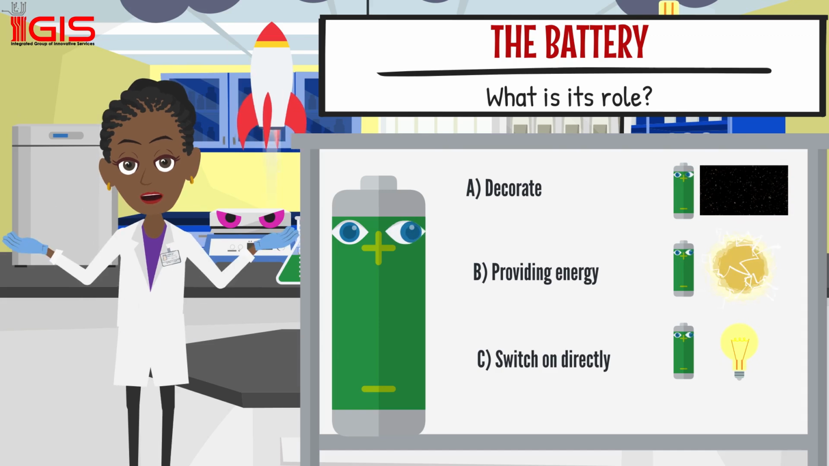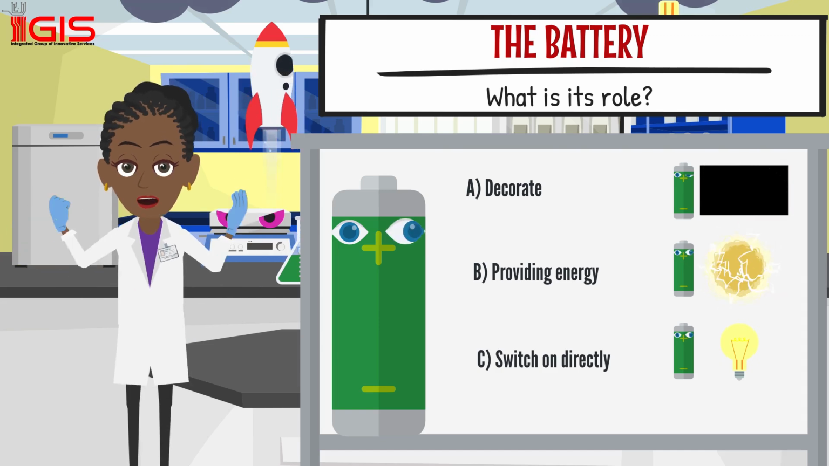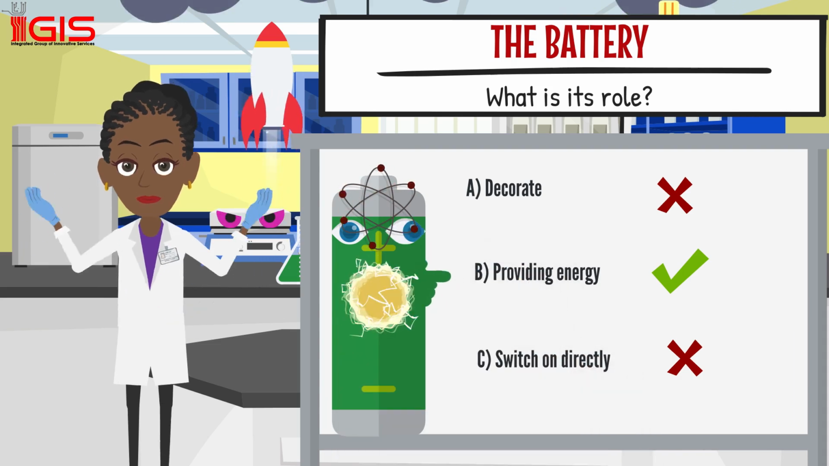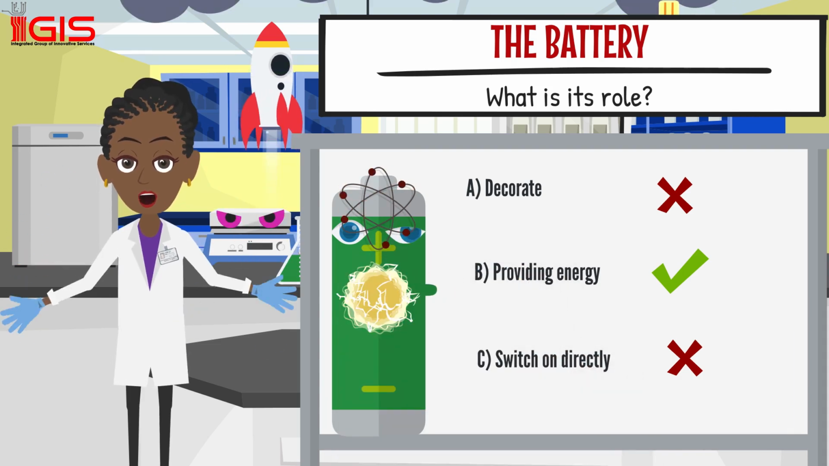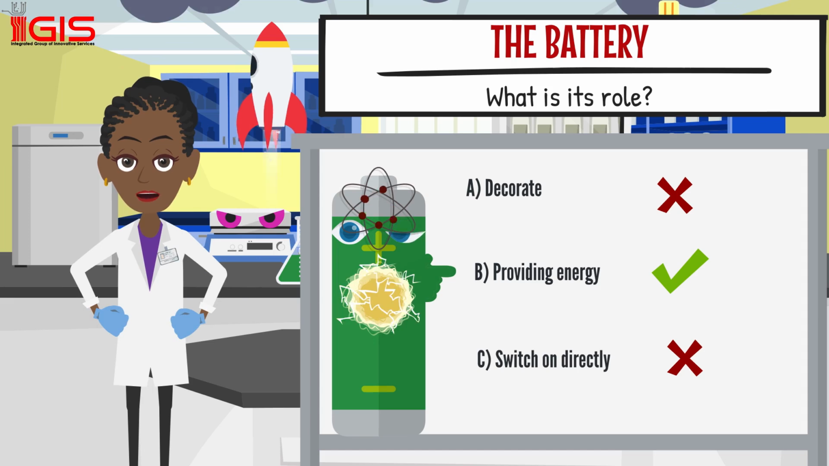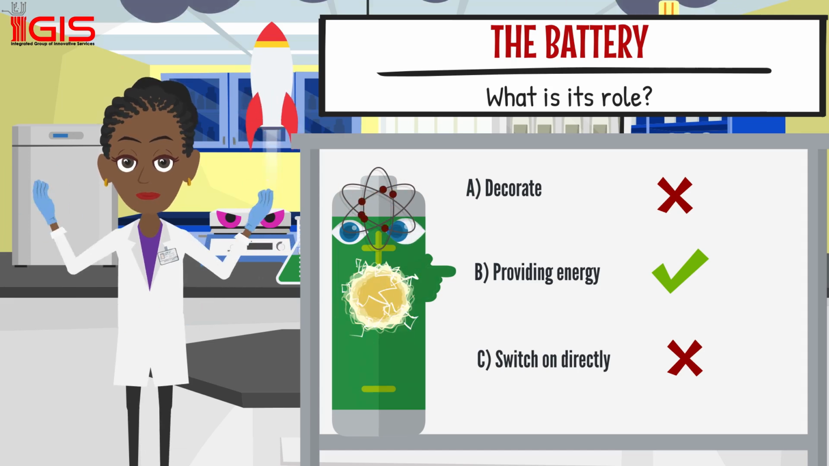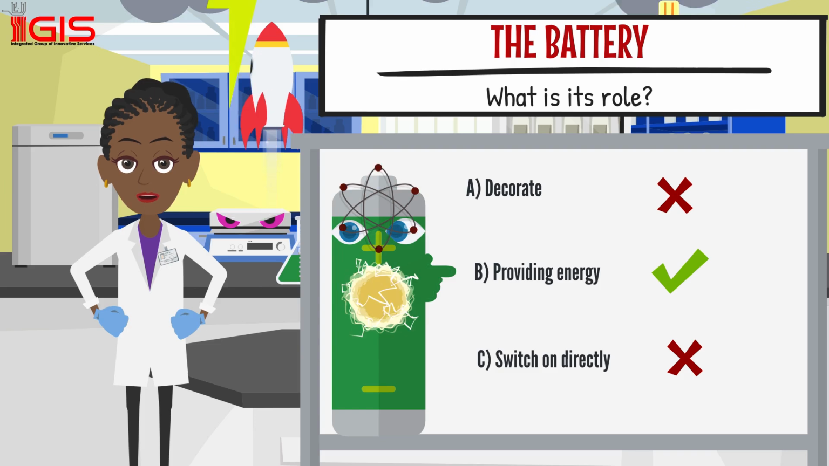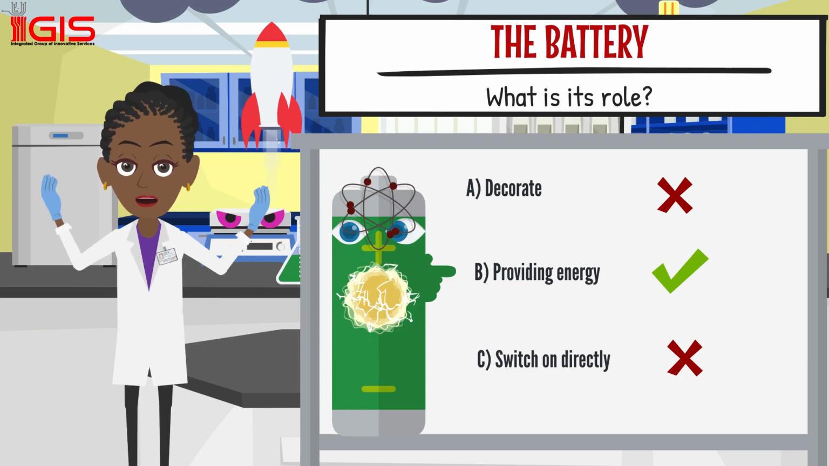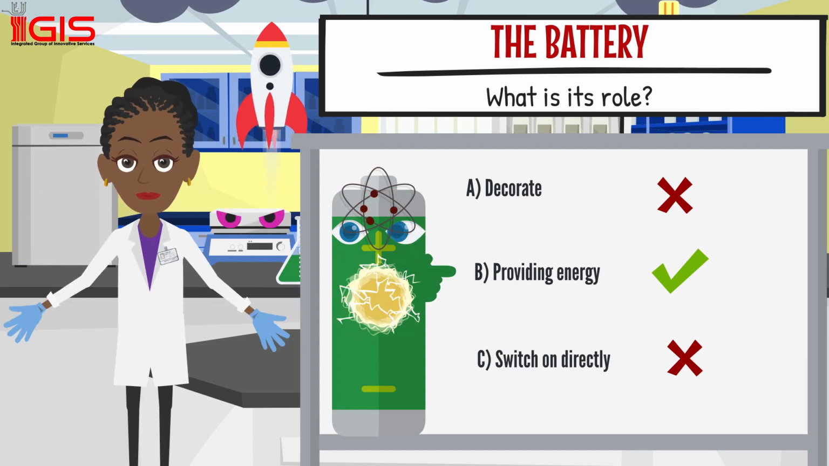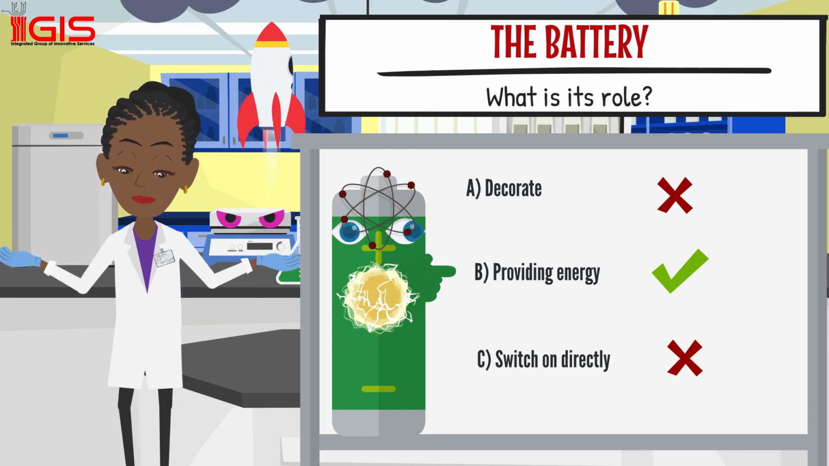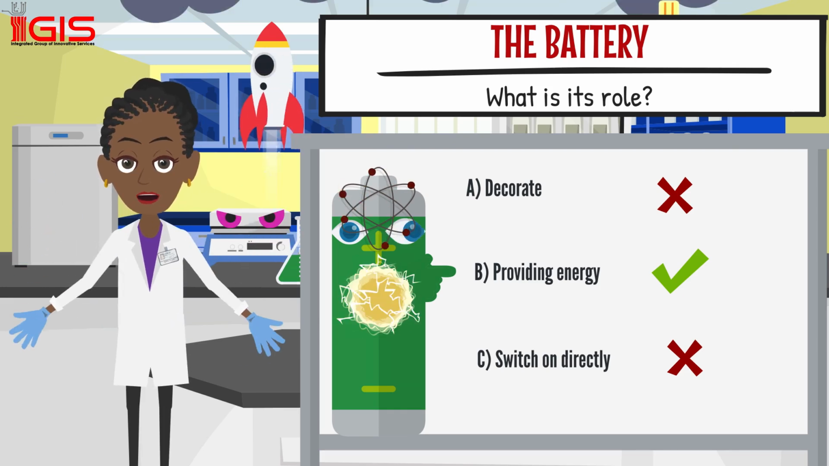So did you make your choice? Let's see if you got the right answer. And yes, if you have chosen option B, you are in good shape. Congratulations! Indeed, for something to work, you need energy. And in our circuit, it is the battery that plays this essential role. That's why the correct answer was option B. The battery is used to provide energy so that electricity can flow. Without it, there is no light.